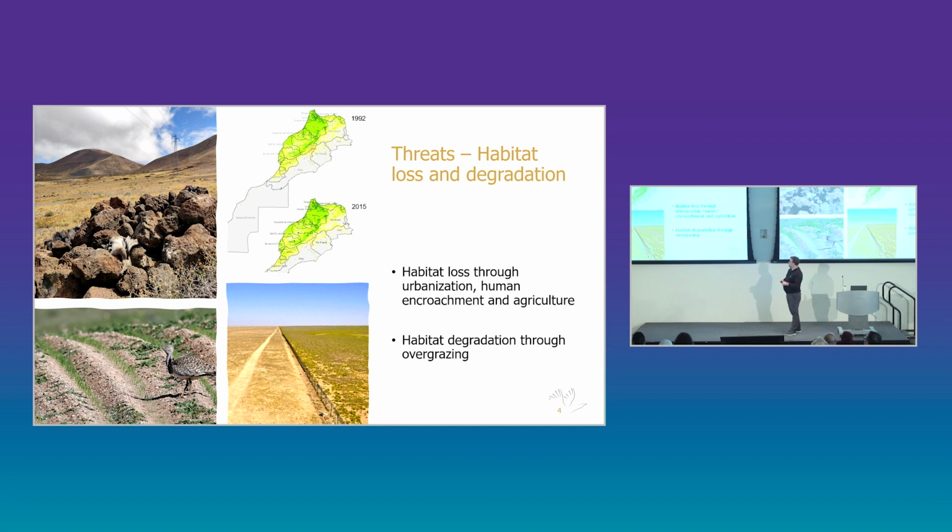Also, one of the big issues is overgrazing. You can see here the potential impact of overgrazing. You have an area that's fenced, so there's no grazing, and an area that's open to grazing. You can imagine that for birds living in steppe areas, this has a very significant impact on their actual habitat.